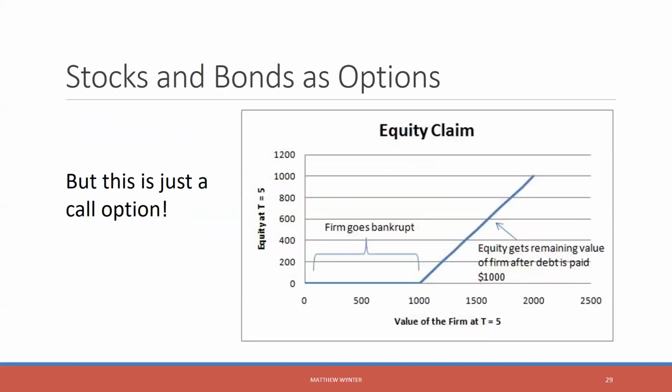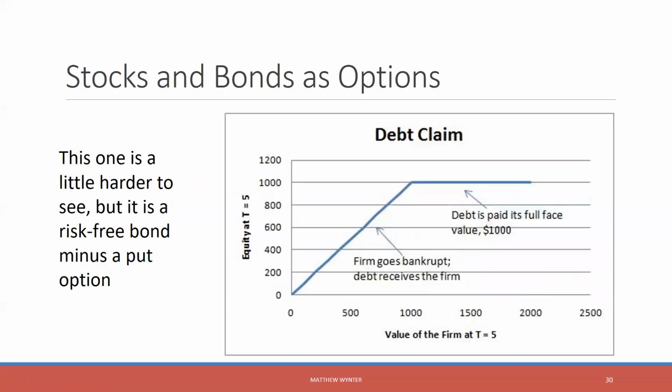That sounds a lot like an option. So what does that mean? Well, the equity is nothing more than a call option on the value of the firm, and the strike price is really the face value of the debt. So in our example, we said that the debt had a face value of 1,000. If 5 years from now the firm has a value of 500, we're basically bankrupt because we can't pay off the debt. And everything above that 1,000 goes to our equity holders. So we think of equity as a call option on the value of the firm.